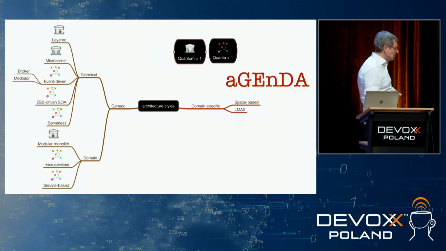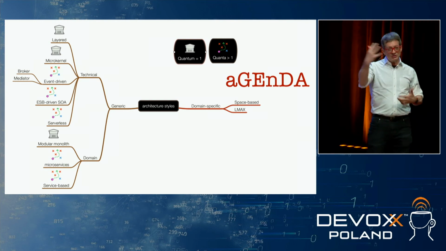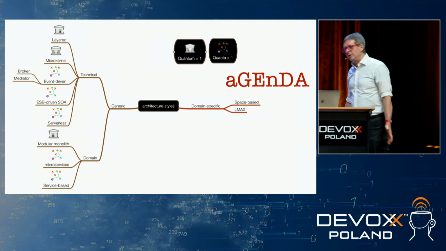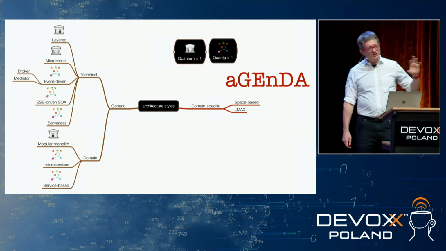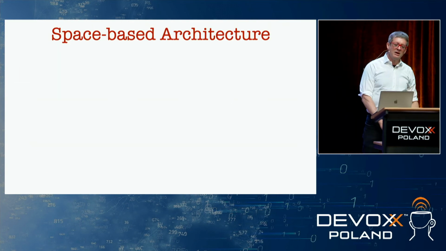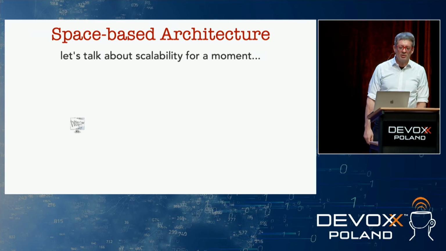All the ones I've been talking about are general purpose because they're trying to achieve a balance between these architecture characteristics. But what if you just took one or two architecture characteristics and wanted to go crazy with just those to the exclusion of the others? And one of these is a space-based architecture. So let's talk about scalability.